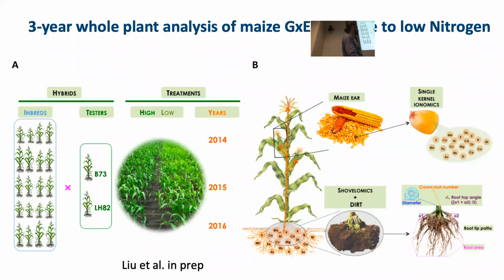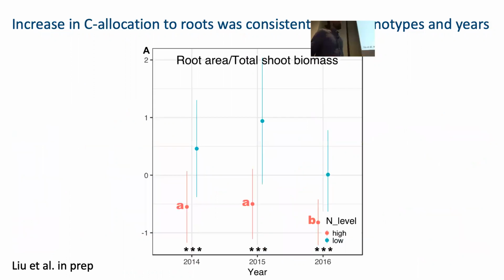to low nitrogen. So this is a paper we've been working on forever. It's still in prep, so it's sitting on my desk somewhere. But this was also a project with Steve Moose and his high and low nitrogen fields. We took a series of inbreds, crossed to 2 different testers, grew them in high and low nitrogen, and measured sort of whole plant responses or not across three different years.